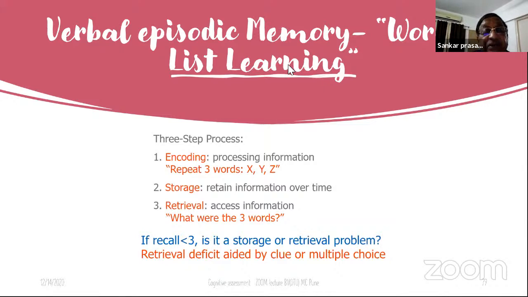So retrieval is accessing information: what were the three words? Now, if there is a defect in storage, then he will not be able to recall at all. If he is able to retrieve with cueing, it is a different problem, it is a retrieval problem, which is a subcortical dementia. So encoding, storage and retrieval are the three aspects.